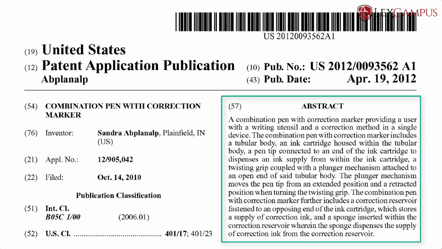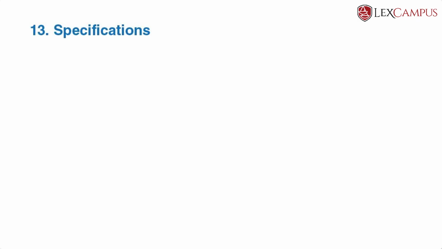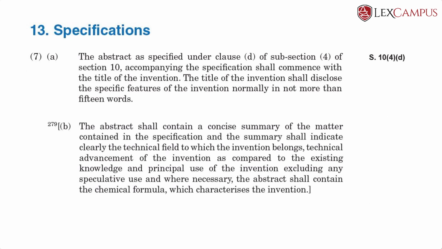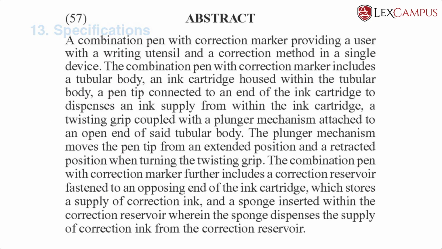Now the abstract we had seen has a particular function. We saw that in rule 13, rule 13(7)(a) and (b). What are the functions of the abstract? Now abstracts the world over perform similar functions. They describe the invention and it is a concise summary, and they indicate the technical field to which the invention belongs. It describes the technical advancement, principal use of the invention, and if it is a chemical substance, it also may contain a chemical formula. So this is the abstract.